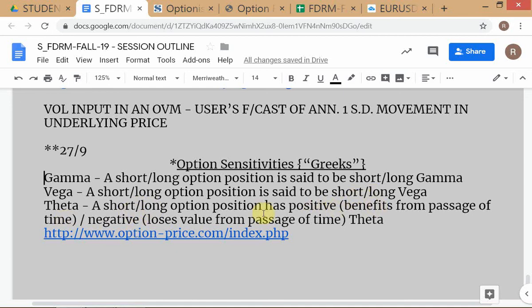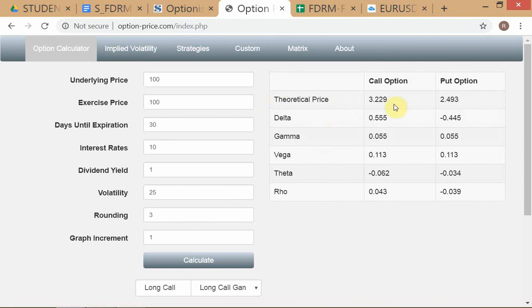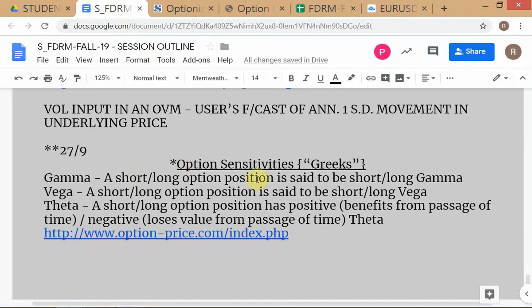Positive means benefiting from the passage of time. This will be quite clear once you look at the signs. Essentially, these are for long positions, so this is assuming a long position. Therefore the gamma is positive. A long position in options has long gamma.